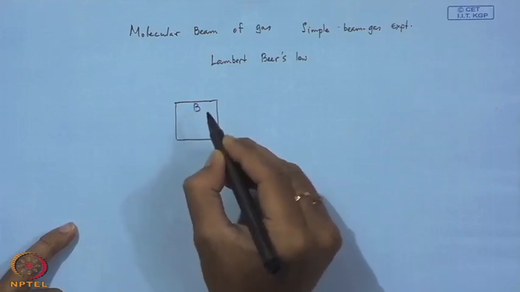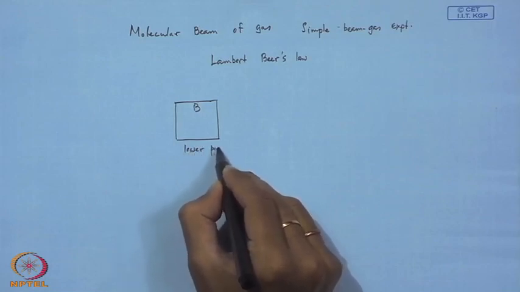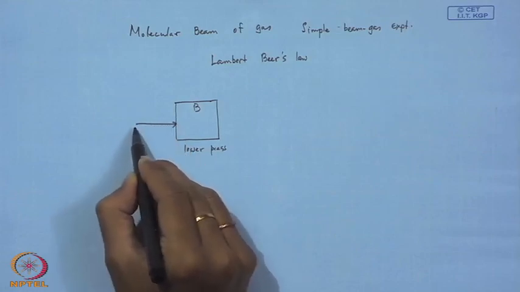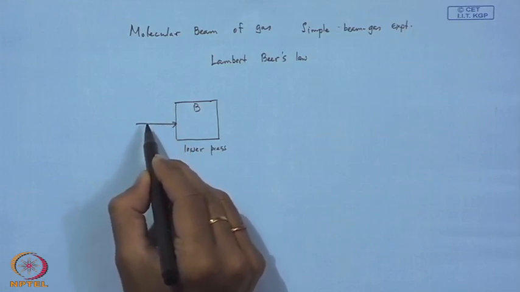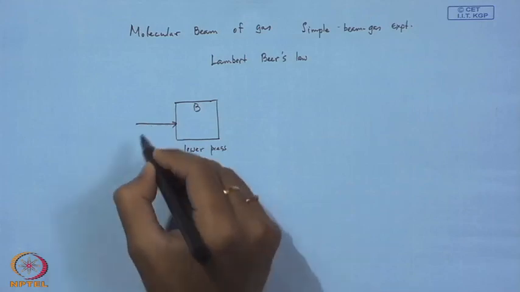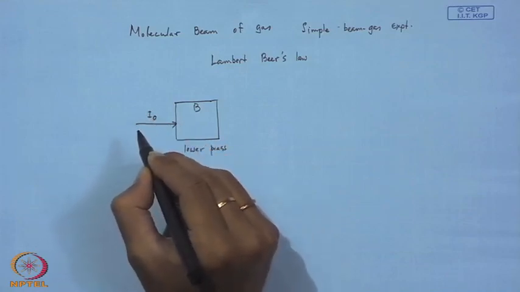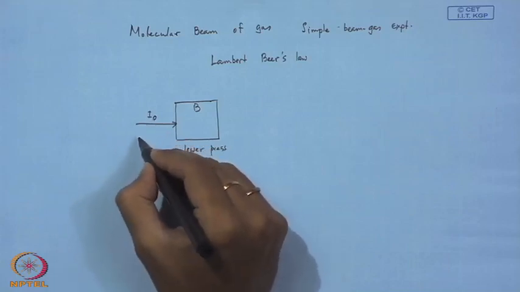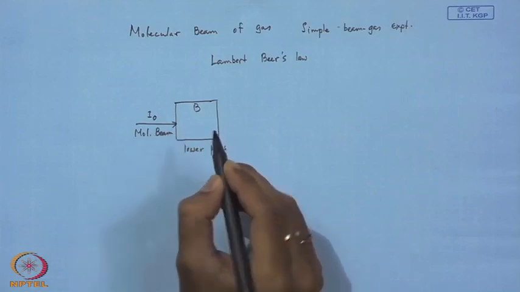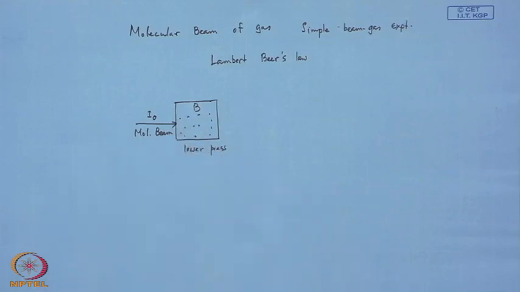reactant B, okay, maybe say at lower pressure, and you allow the molecules of A to enter here. So, this is I0. Okay. So, it is a molecular beam. Okay. And here you have B inside. So, what is happening?